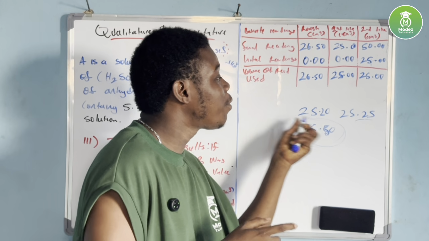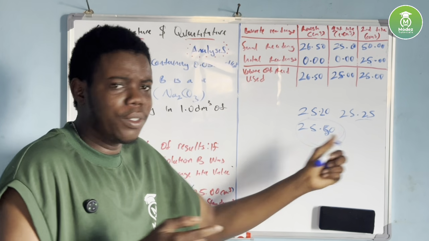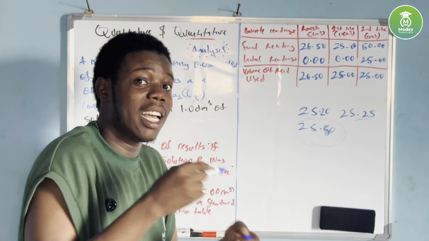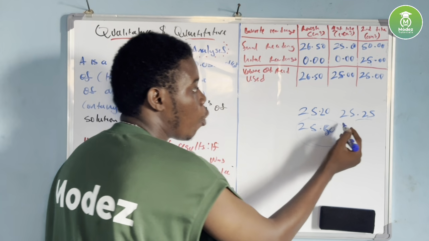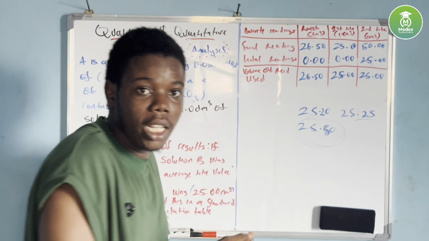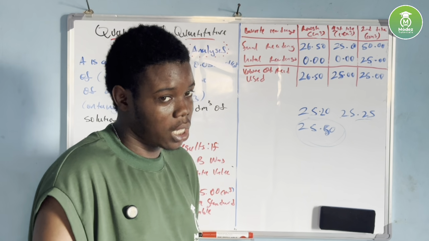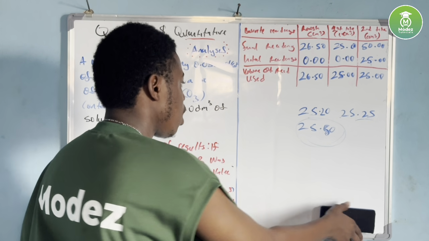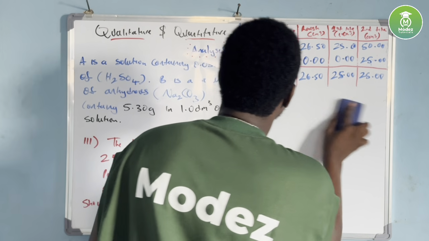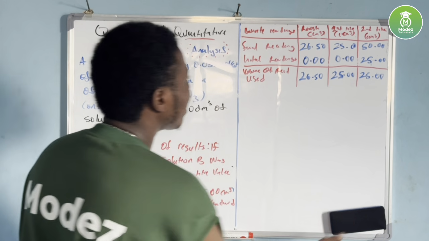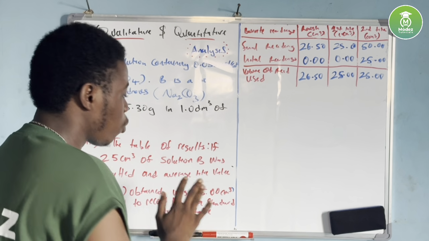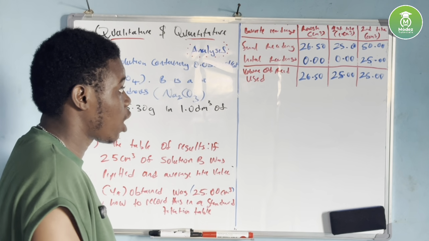And even if you are not close to the real volume of acid that they have, as far as your own values are concordant, you can still get marks for that. So make sure you take note of this. So now you have successfully represented this as a table. This is just what we need to do for this particular question.